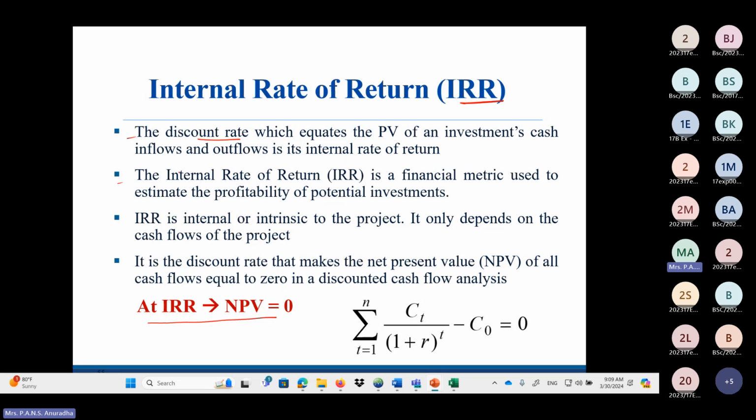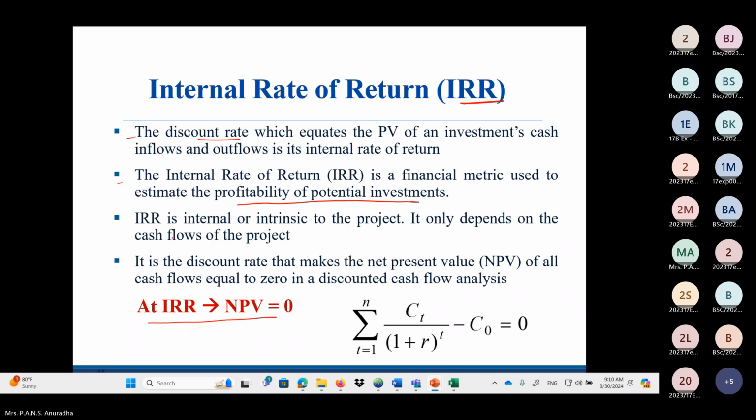If you look at the second bullet, IRR is a financial metric used to estimate the profitability of a potential investment. So using the IRR, we are evaluating the project's internal cash generating ability, because this IRR comes intrinsically through the project. It is not affected by any external variable like cost of capital. Therefore, IRR is a financial metric used to estimate the profitability of a potential investment.